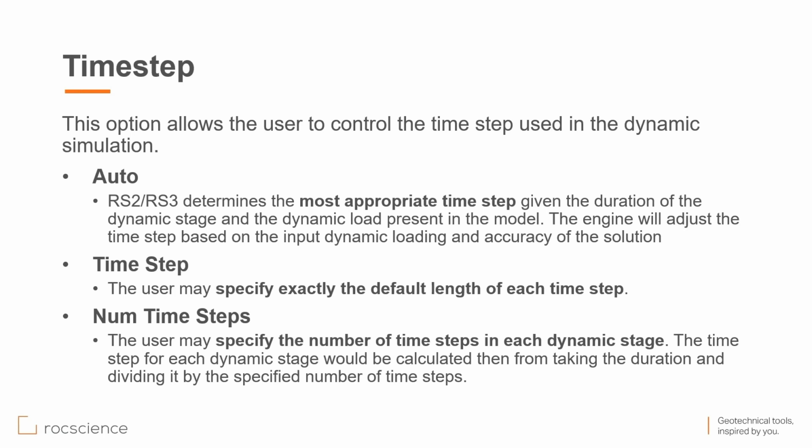Another option is that the user can specify the default length of each time step. And the last option is that the user can specify the number of time steps, and then the length of each time step will be calculated by taking the duration and dividing it by the specified number of time steps.